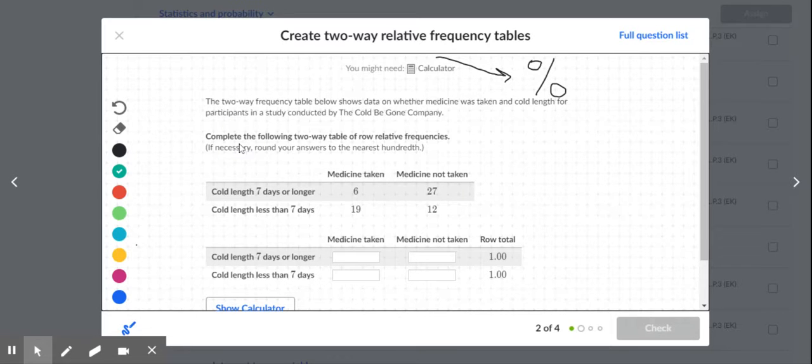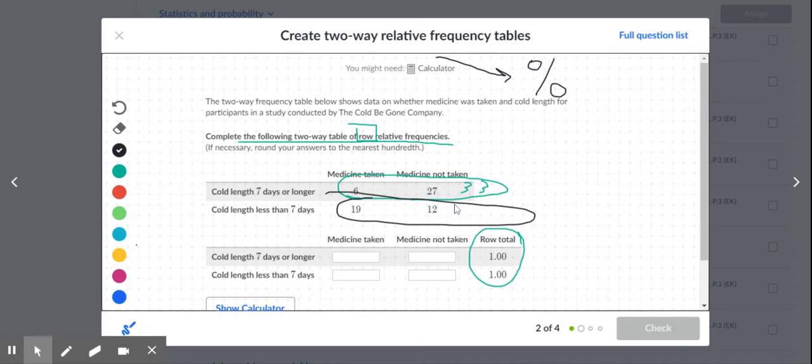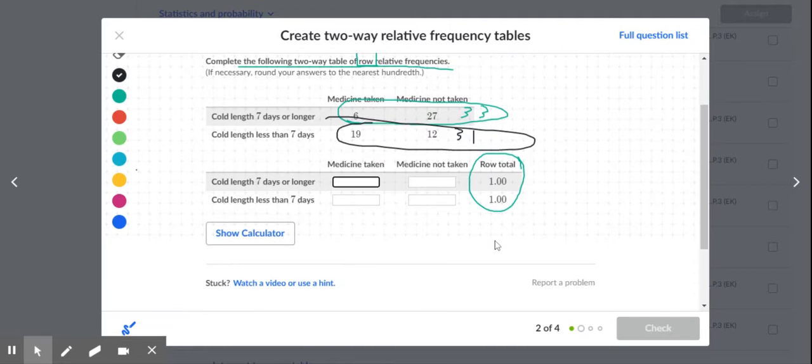So in order to fill out this two-way table of row relative frequencies, we have to look at the row total. So notice how this says row total. Okay, talking about rows. Remember, rows run this way on our two-way table. So what is the total of the first row? The total of the first row is 33. The total of the second row, 31.